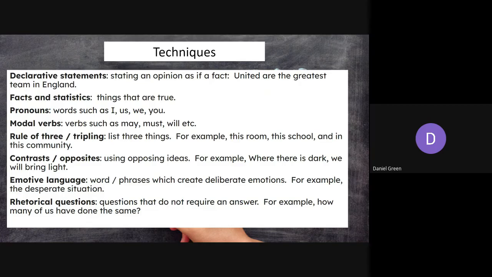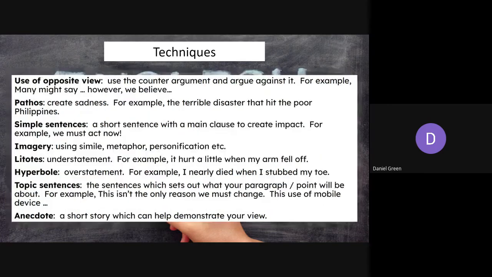Rhetorical questions as well. You know all about rhetorical questions. You've done them since primary school. Techniques further. Use of opposite views. So very similar to contrasts, but this is all about using a counter argument and then using it to argue against it. I'd argue this is far more relevant for exposition, which you would have just done.